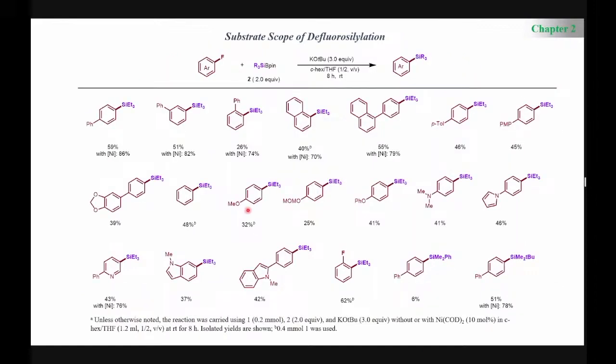So with the optimal reaction conditions, we explored the substrate scope. As you can see here, moderate yield was obtained in most of the substrates. And we did some comparisons to the reaction with the nickel catalyst. Obviously, there's a big difference in yield with or without nickel catalyst.